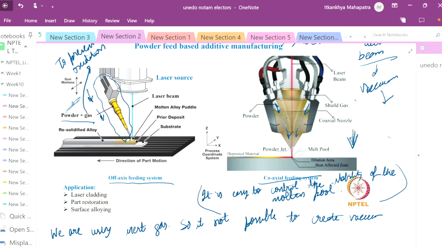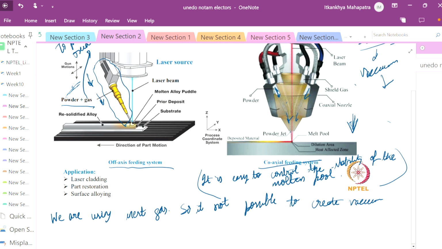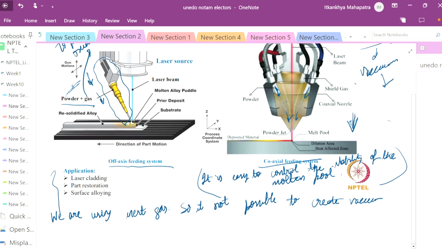Now in the off-axis feeding system, it is more difficult to control the quality of the feed. Now this is the application of this type of process. It is also one of the assignment questions. In this we have a substrate on which we are depositing our feed. So this process can be used for laser cladding.